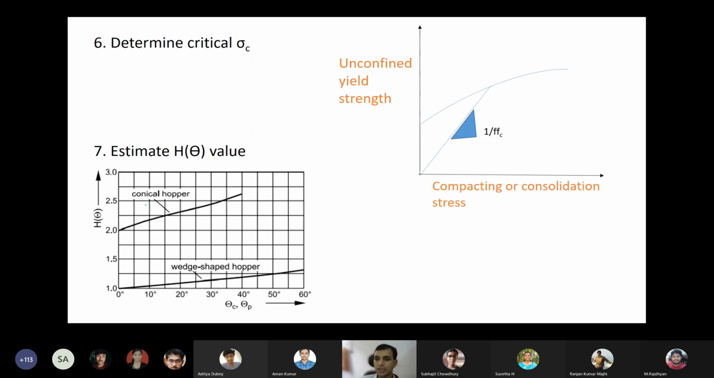Then we need to determine the critical sigma c, or sigma critical. So we define, I already explained, we get the unconfined yield strength versus compacting stress, the flow function, and we know the FFC value from the previous graph. So we draw a line from the origin with this slope. Then this is the sigma critical.